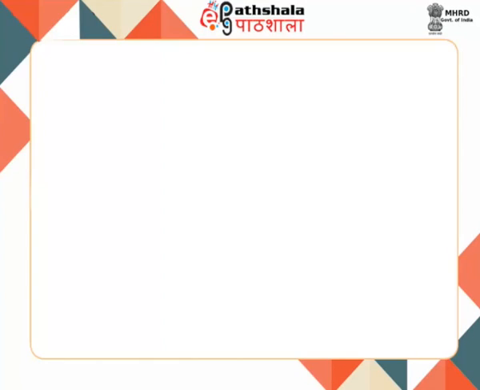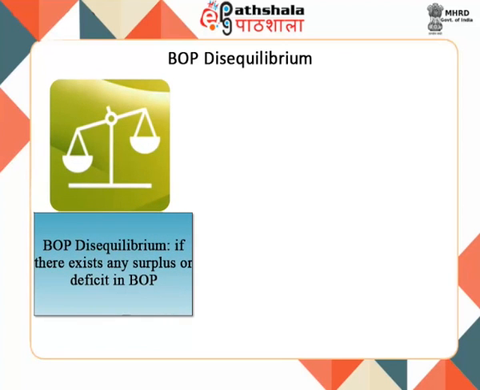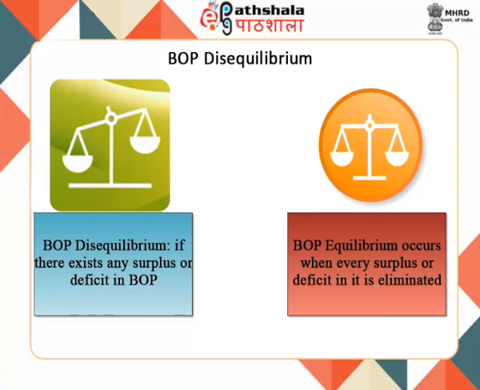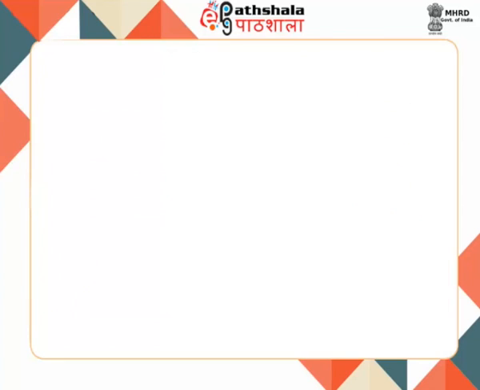Let us now try to understand the BOP disequilibrium. BOP is said to be in disequilibrium if there exists any surplus or deficit in it. Balance of payment equilibrium occurs when every surplus or deficit in it is eliminated. Practically, BOP is rarely in such a situation. It is either in surplus or in deficit. Several key macroeconomic variables interact with the BOP and cause disequilibrium and or correct it. These variables are as follows.